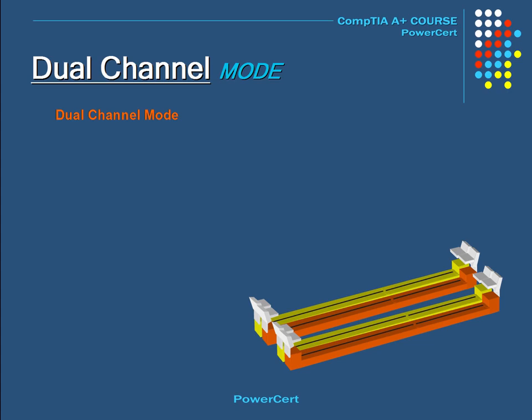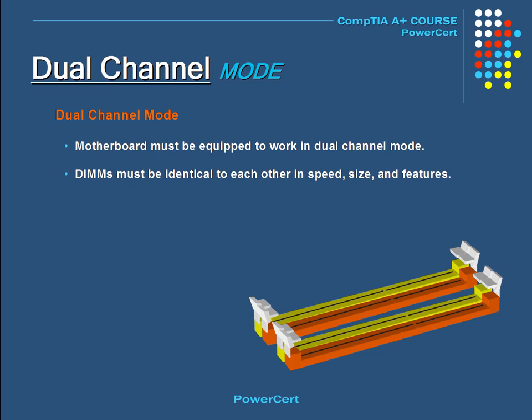In order for dual channel to work, the motherboard must be equipped to work in dual channel mode, and the memory DIMMs must be identical to each other in speed, size, and features. Then the DIMMs must be inserted into the motherboard in a specific slot configuration in order to enable dual-channel mode. Typically, the memory slots will be color-coded to help assist in identifying where the DIMMs should be inserted.